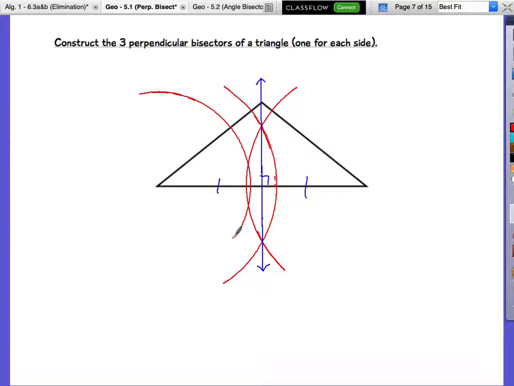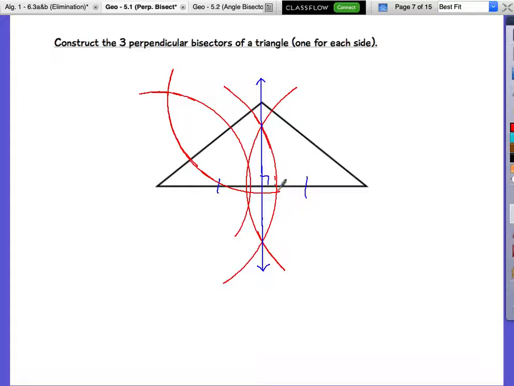Then you'll go up here to the other endpoint of that segment and do the arc there as well. I used the same hole for these two, but I didn't use the same one as I did on these two. So I changed settings. You don't have to, as long as it's over half and under the full length of that segment.